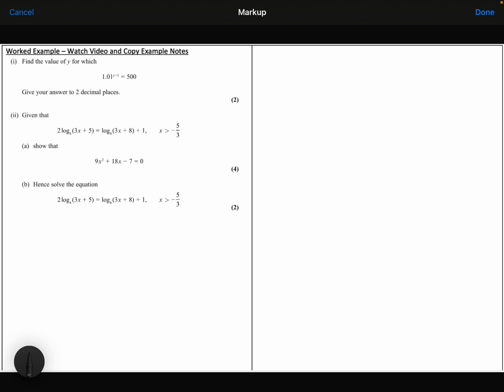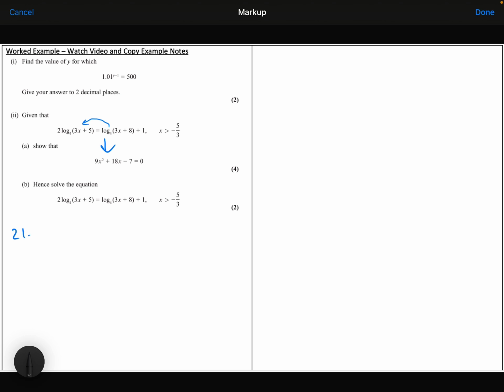Part II. Given that 2 log base 4 of 3x plus 5 is equal to log base 4 of 3x plus 8 plus 1, I need to show that 9x squared plus 18x plus 7 is equal to 0. So I need to get rid of these logarithms. The way to do that is to get all of the logarithms together on one side of the equation, so I can do the inverse of a logarithm, which is the power function. So let's go through this process.